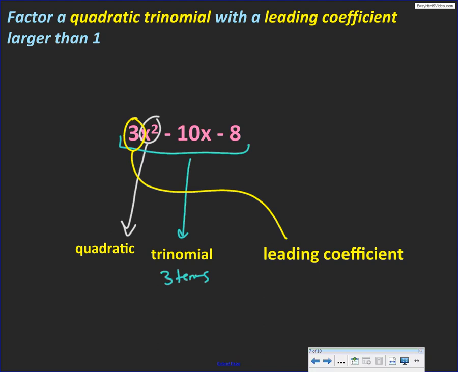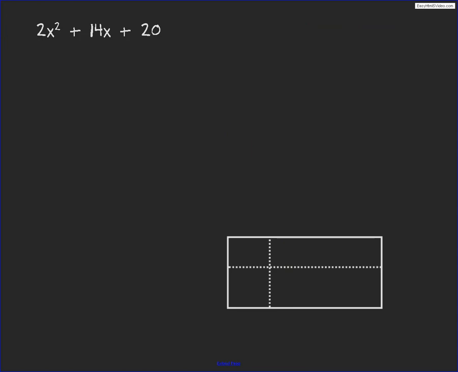So up until now we have been working on x squared plus 4x plus 3, factoring those, and they're quadratic trinomials, but their leading coefficient is 1. So today our focus is how do we go ahead and factor those where it's not 1, like a 3 or a 4 or a 2. Let's go ahead and dive in.